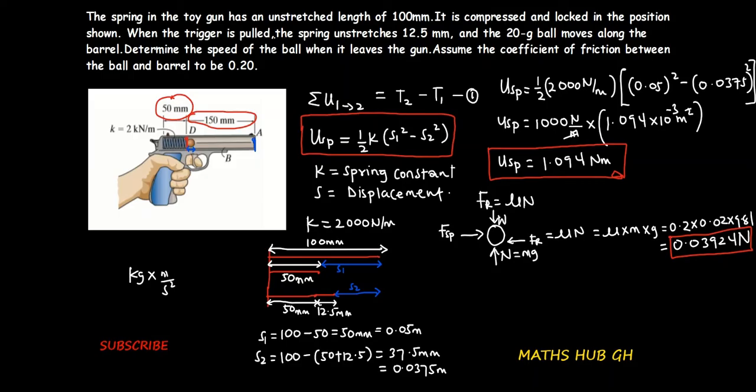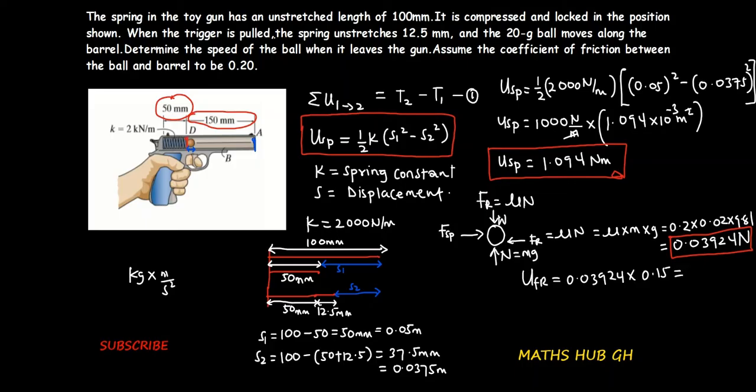So for this reason, work done by the frictional force, which I'll name U_FR, should be equal to 0.03924 times the 150 millimeters, but we are changing it into meters. So we are going to have 150 times 10 to the power minus 3, or times 0.001, which will give us 0.15. So let's simplify this and see what we get.